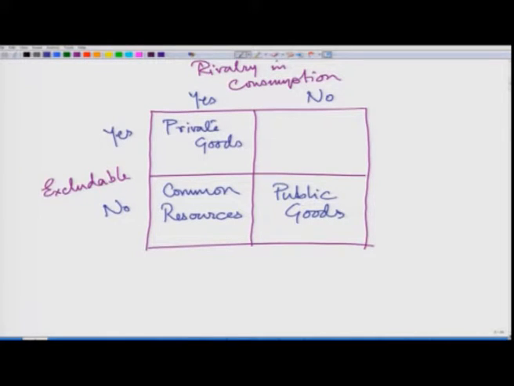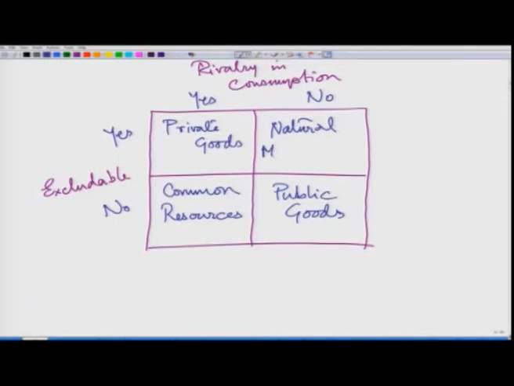That means a very crowded government hospital. Yes, there is rivalry in consumption. At the same time, no charge is attached, nobody has to pay anything. Just forget about the user fee, the nominal amount they pay for the ticket. So that can be an example of common resources. Even if they don't have to pay, there is a high rivalry in consumption because the demand is enormous.